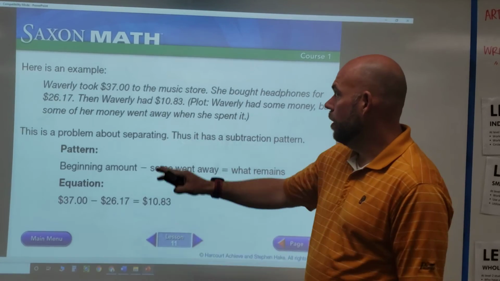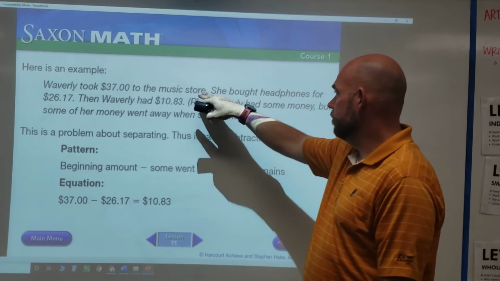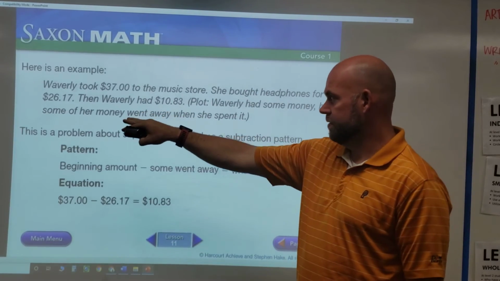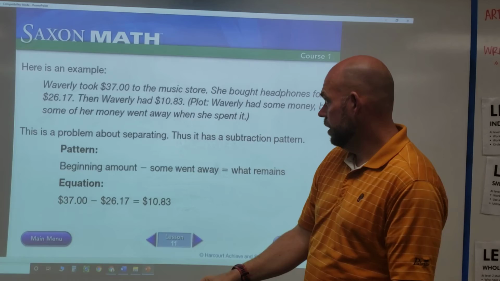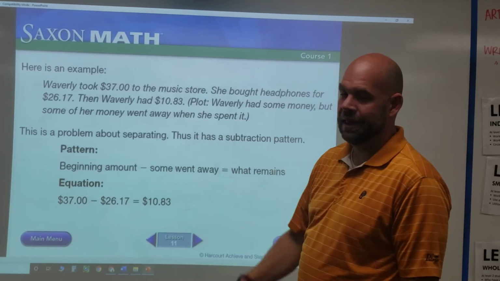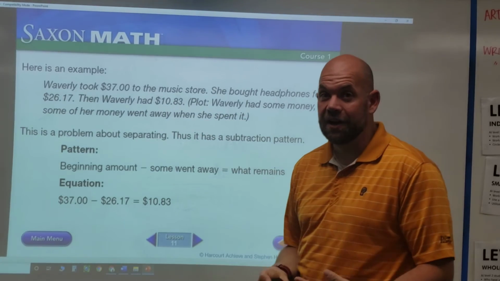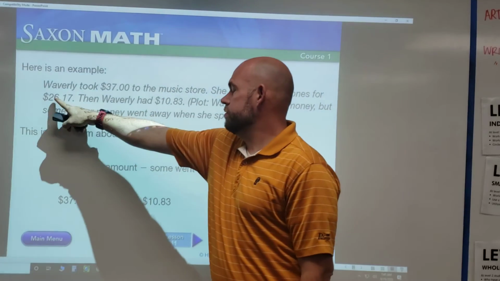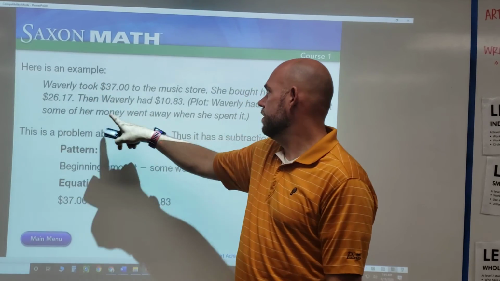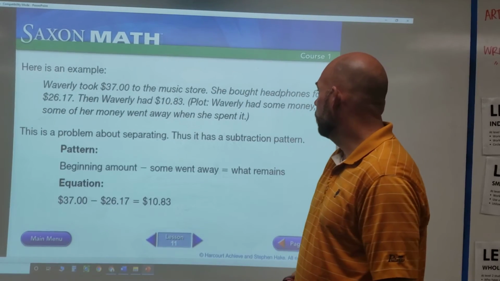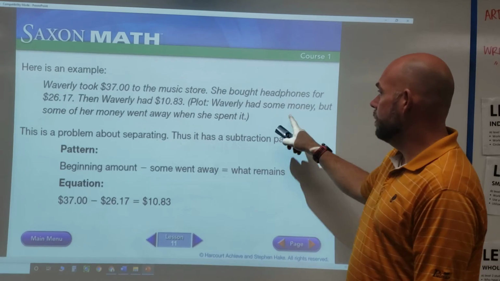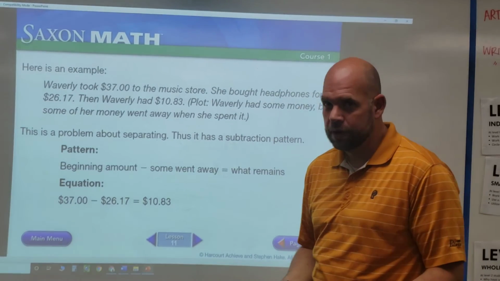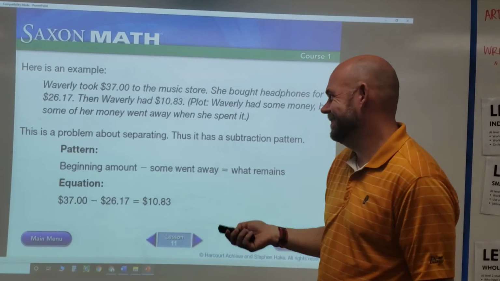So here's our example. Waverly took $37 to the music store. That's her starting amount. She bought headphones for $26.17. That's the amount that was taken away. Then she had $10.83 left. So we don't have any unknown numbers here. They could have said, how much does she have left? We would have subtracted $26.17 from 37, and that's how we get the $10.83. So here the plot is, Waverly had some money, but some of her money went away when she spent it, okay? So not too tricky, but it's gonna take practice, okay?